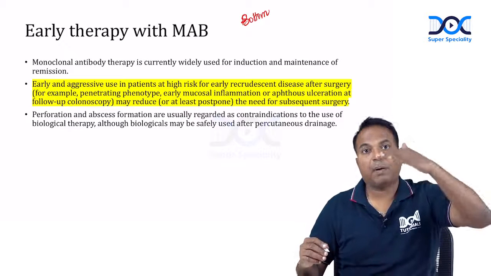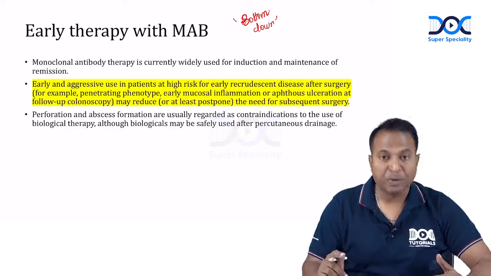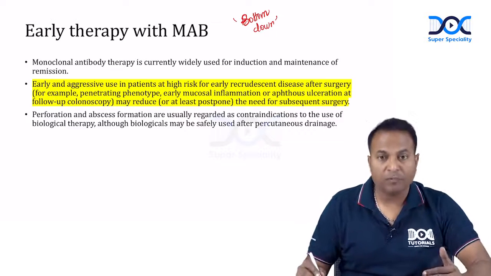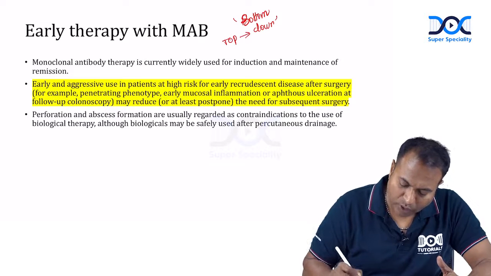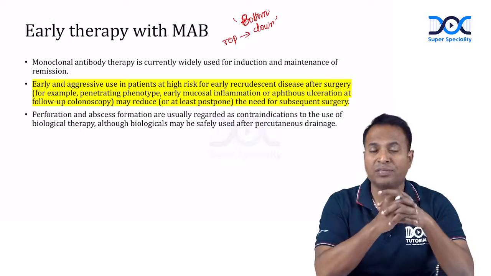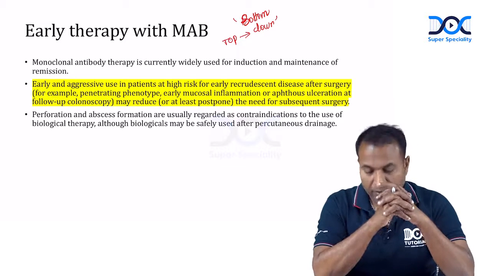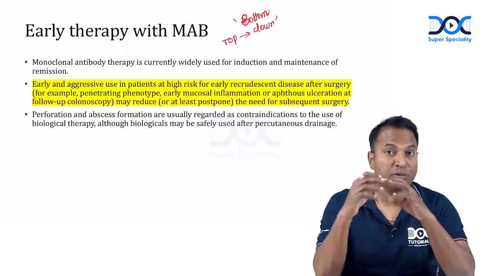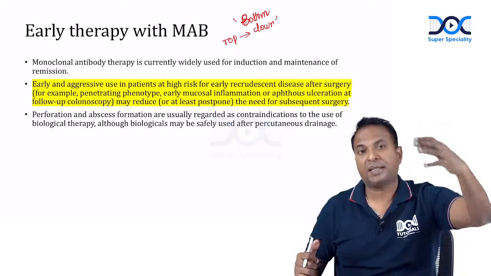Initially, we were using the step up approach. Now, it is the top down approach. From Sabiston, you would have read this top down. You have to start with the topmost drug and go down. That is nothing but starting with the higher drugs like monoclonal antibodies when the patient comes to you initially with Crohn's disease. Initially, we were using step up approach. Now, we are using the top drug first and then come down.